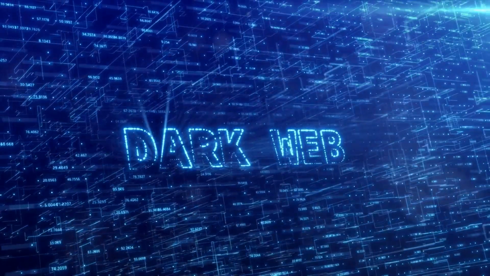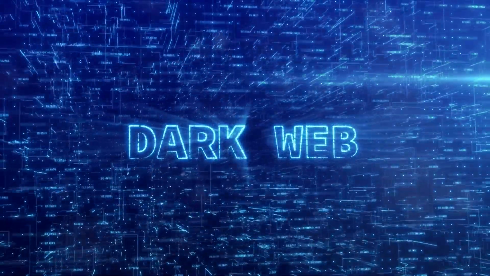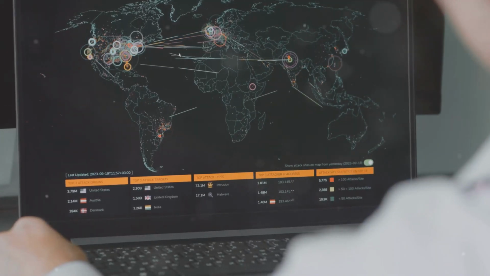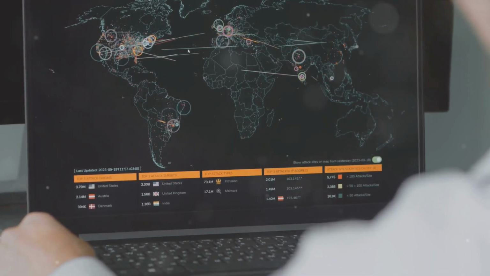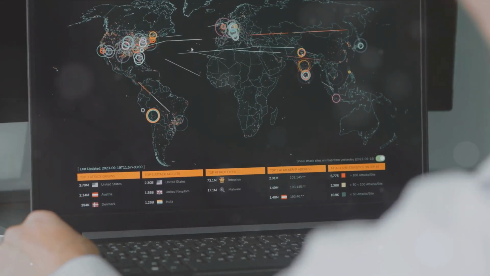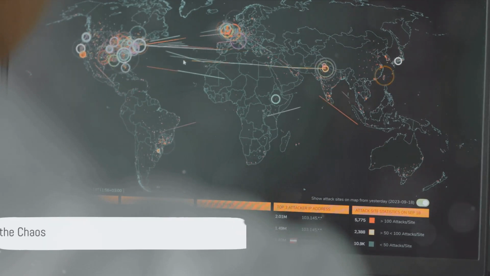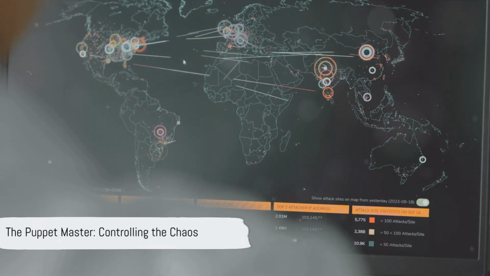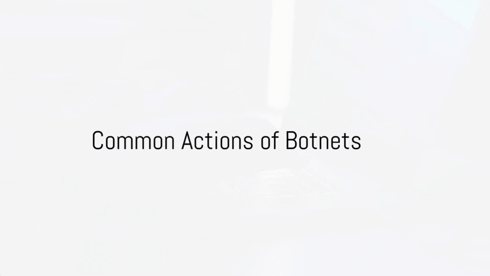That's right, there's a whole underground market for botnets, where cybercriminals can rent out their zombie armies to the highest bidder. As these botnets grow and multiply, they amplify the hacker's ability to wreak havoc. From spamming your inbox to launching DDoS attacks, they automate and speed up the process of cybercrime. So the bot herder is the puppet master pulling the strings and directing the symphony of chaos that botnets can cause. Botnets can cause havoc, but what are their common actions?